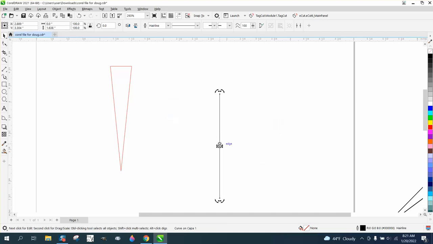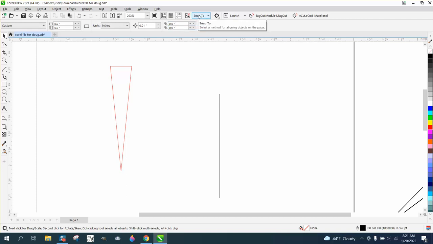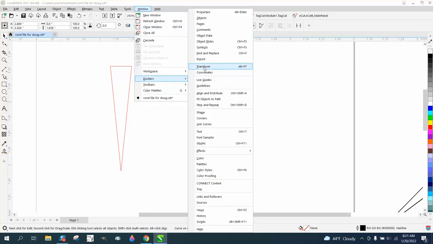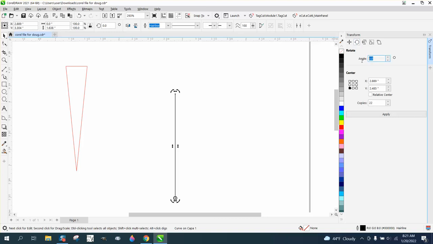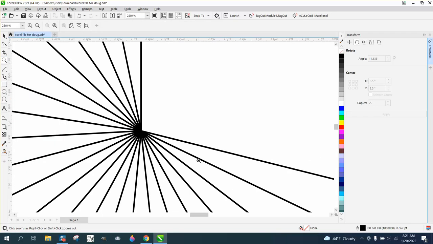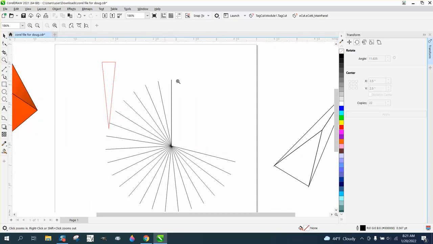What he was suggesting is Control D and making a duplicate. Okay, his duplicate distance needs to be set on 0, 0 for what I'm concerned about. Control D and make a duplicate. And then actually what we're going to do, instead of using Control D again and changing it, we're going to go to Windows, Dockers, Transform, Rotation, and we're going to go 11.635, and we're going to do it 22 times. It doesn't really matter. The problem with what he was suggesting, see, now they all do meet in the middle, and I didn't have to delete any line, but you don't have this other line.